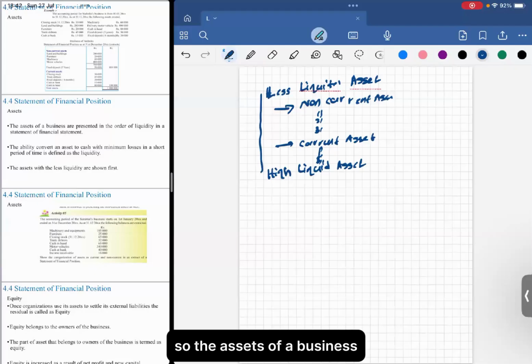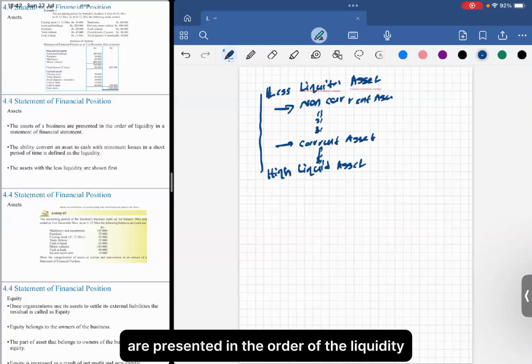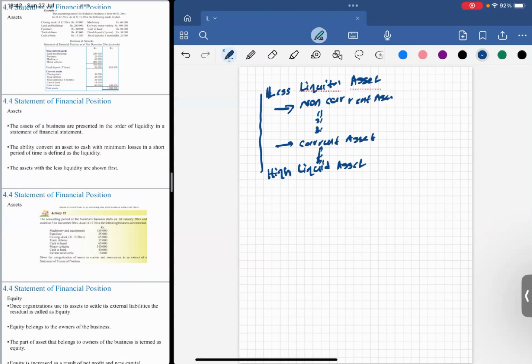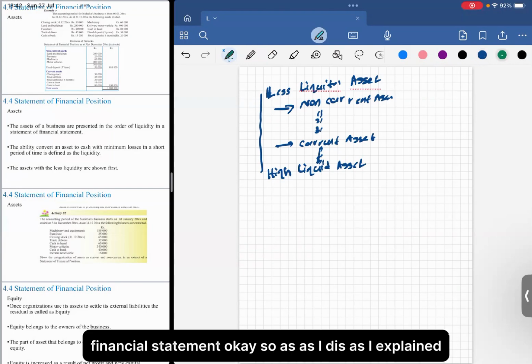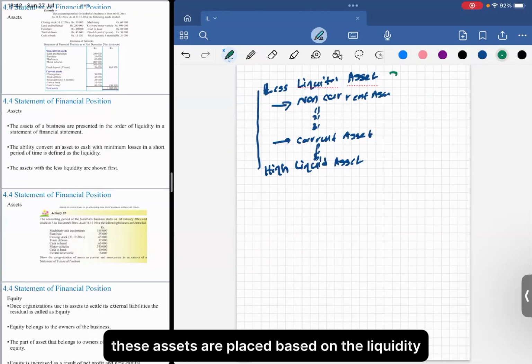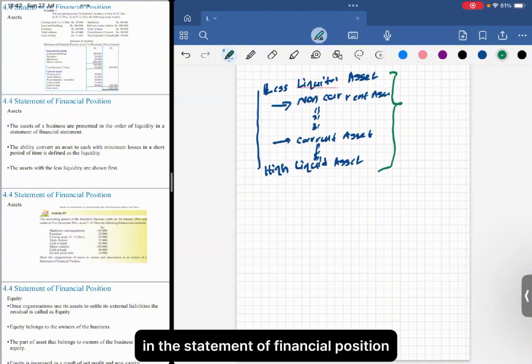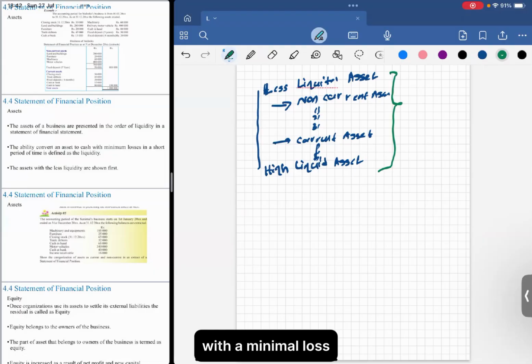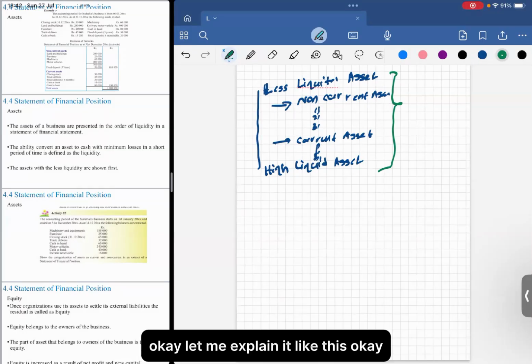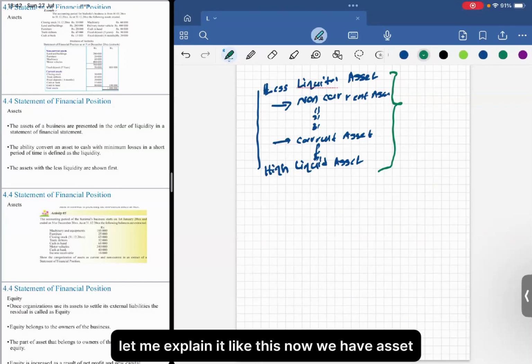The assets of a business are presented in the order of liquidity in the statement of financial position. As I explained, these assets are placed based on liquidity. The ability to convert an asset into cash with a minimal loss in a short period of time is defined as liquidity. Let me explain it like this.